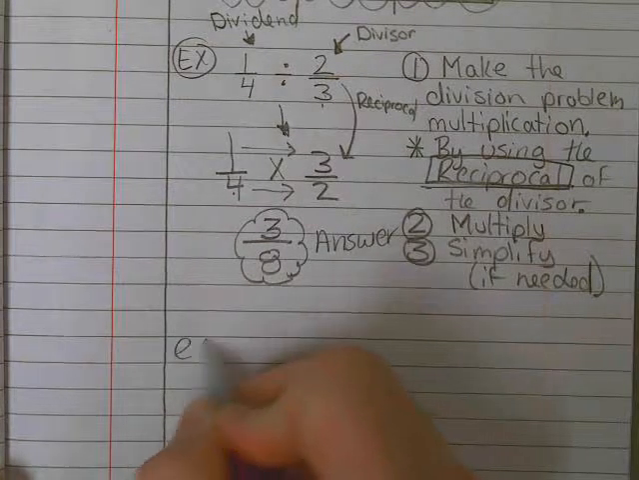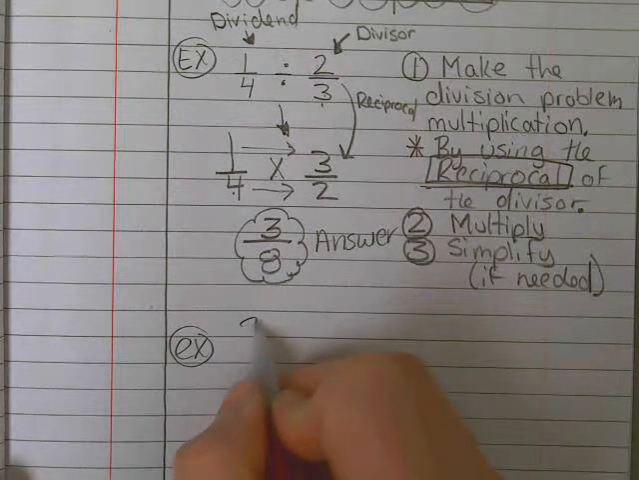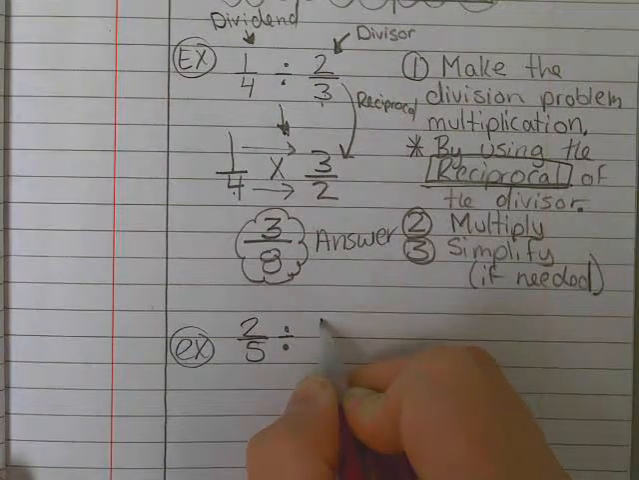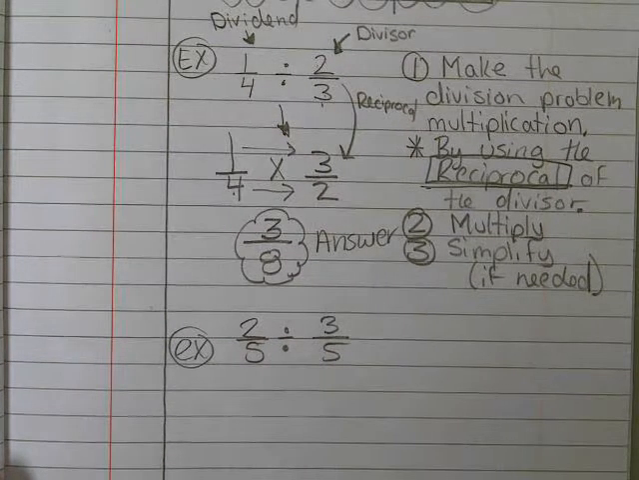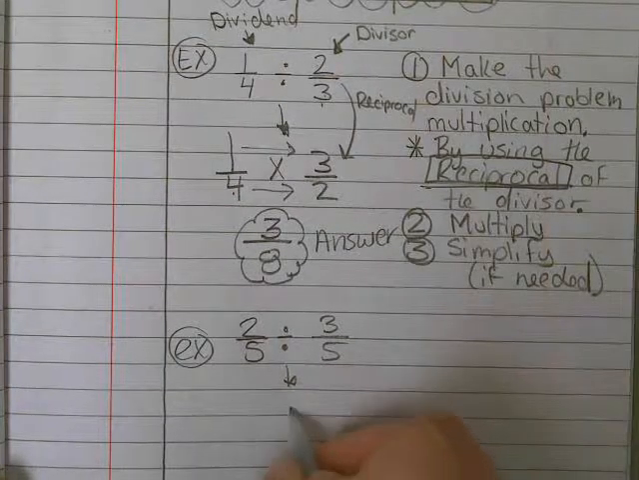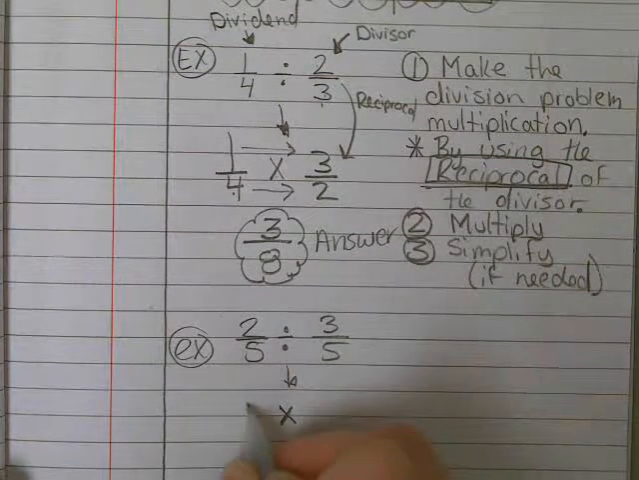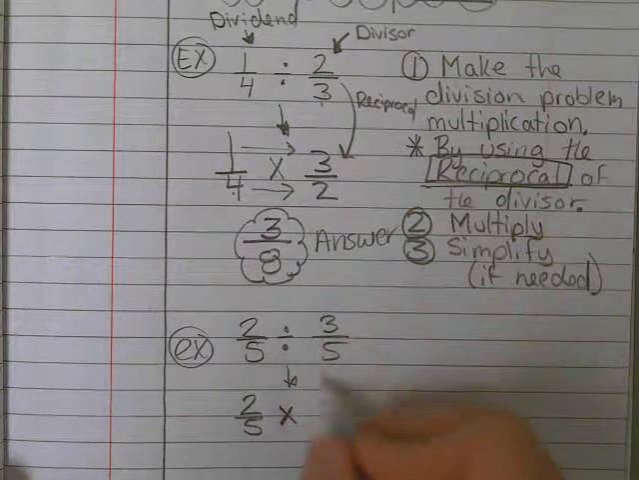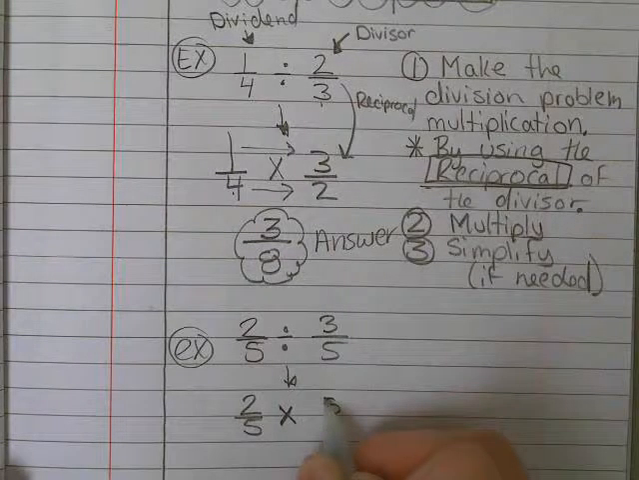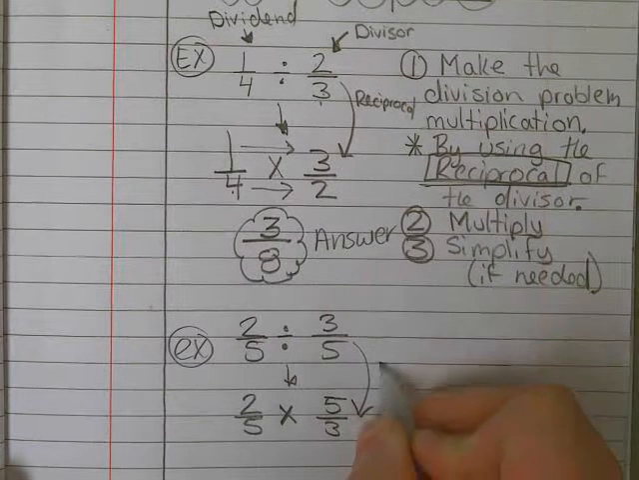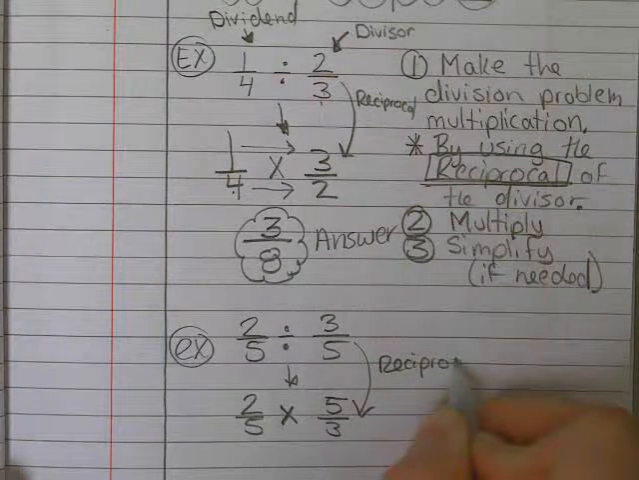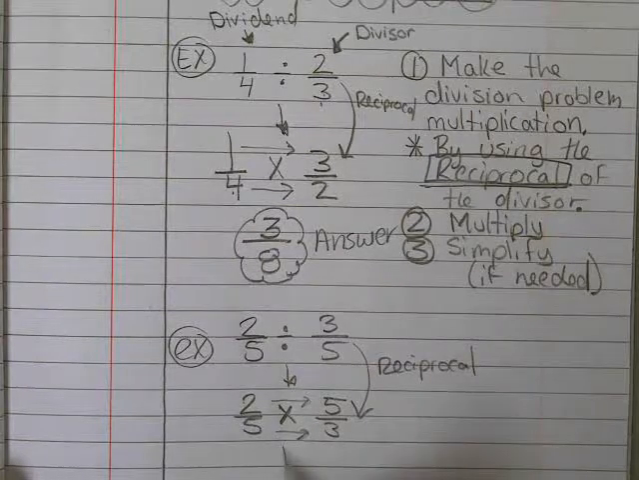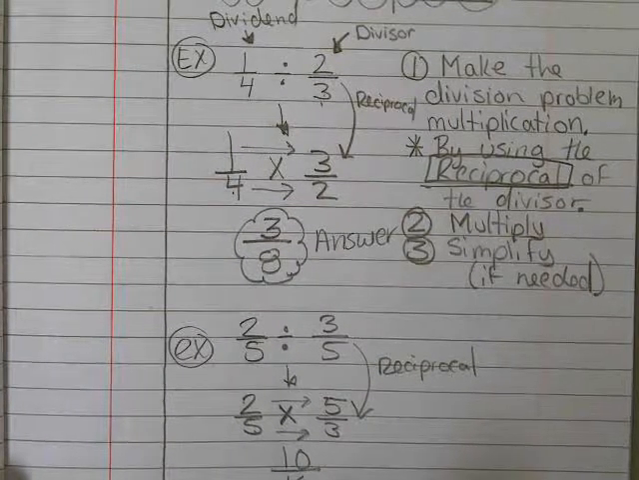Okay, let's do one more example. Let's try 2/5 divided by 3/5. Once again, that becomes multiplication. And it's going to be 2/5 still. The dividend doesn't change. It's only the divisor that changes. And that's going to be 5/3. Again, reciprocal. Multiply straight across. 2 times 5 is 10. 5 times 3 is 15.